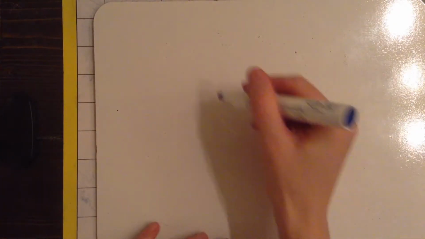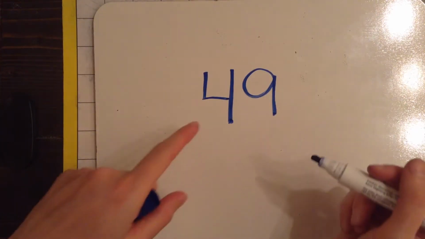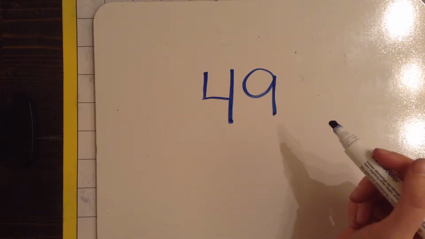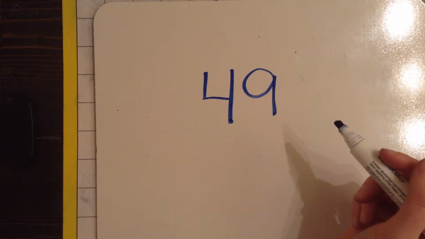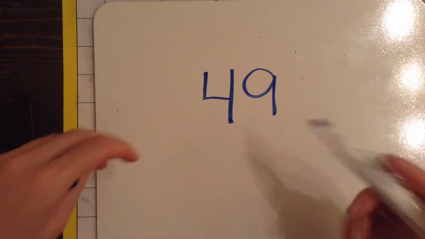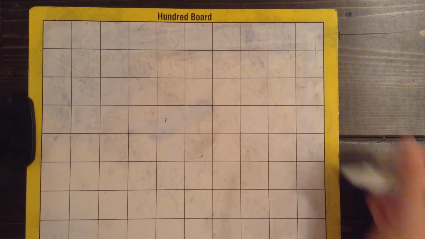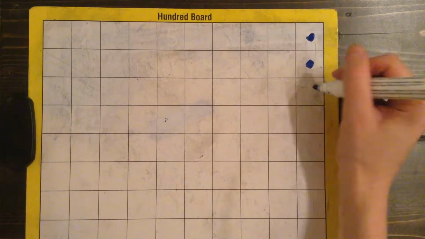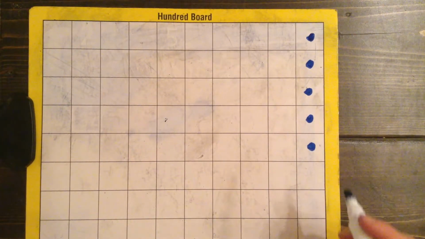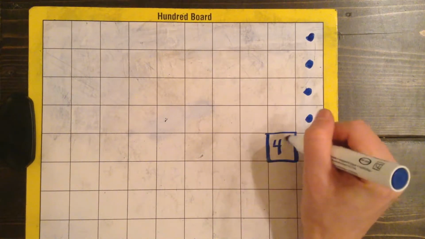Let's look for the number 49. Of course, we could look for 40 and then add 9 more, but it might be faster if we look for the number 50 and then count backwards by 1, since 49 comes right before 50. So let's try that. We'll look for 50, 10, 20, 30, 40, 50, and now I just need to go backwards by 1, and I will get to 49.